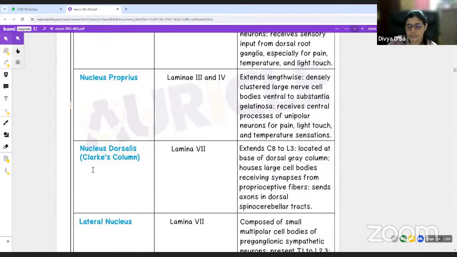Then we have nucleus dorsalis, which we call Clark's column. It belongs to lamina 7. We see it from the 8th cervical to the 3rd lumbar segment. It is located at the base of the dorsal gray column. It houses large cell bodies receiving the synapses for proprioceptive fibers, and it sends axons in the dorsal spinocerebellar tracts.